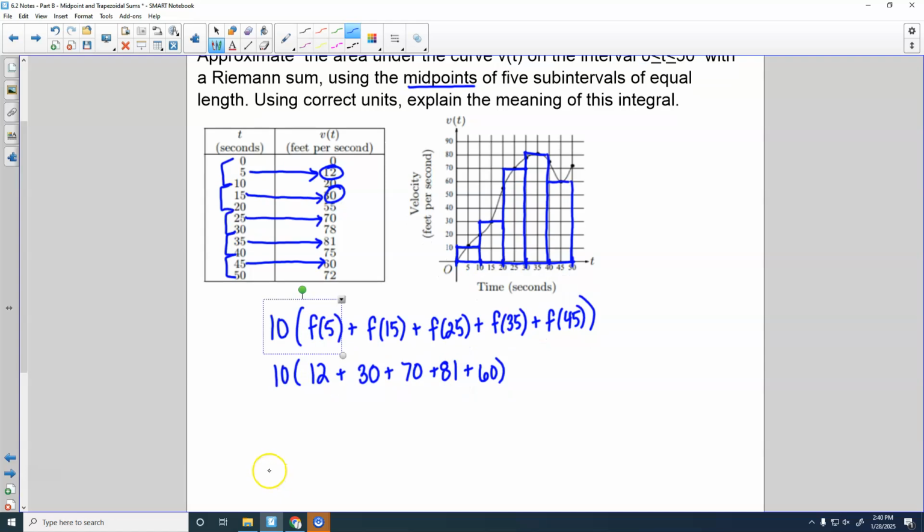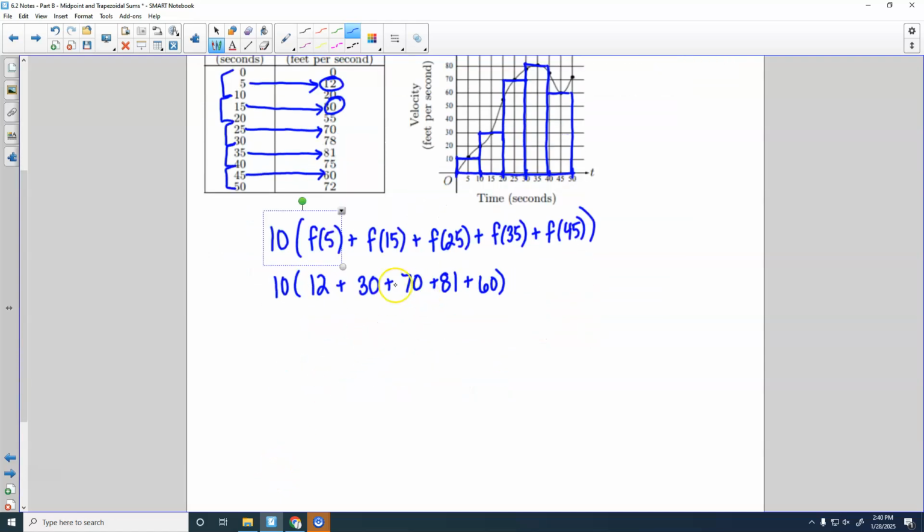There's a decent chance they'll give you something like this without a calculator. Let's see, 160 plus 12 is 172 plus 81. It's going to be 253, I think. So we got 10 times 253, which will be 2,530.